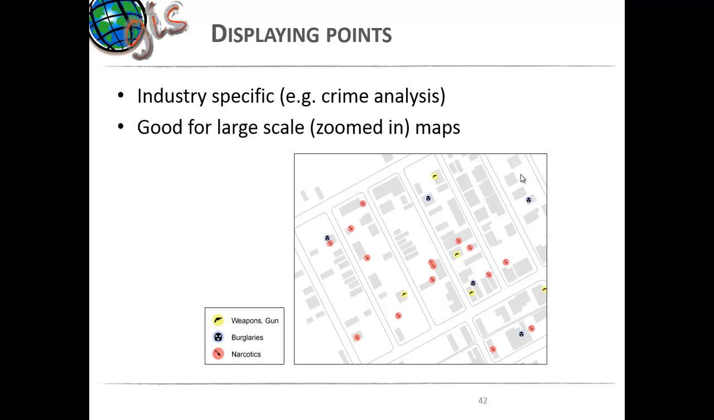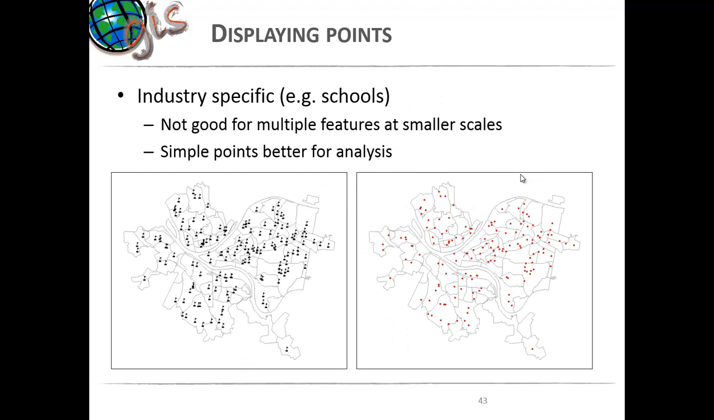As you can see, if you can categorize them by gun weapons, burglaries or muggings, or narcotics, incidents by narcotics, it becomes extremely useful to actually see this map.